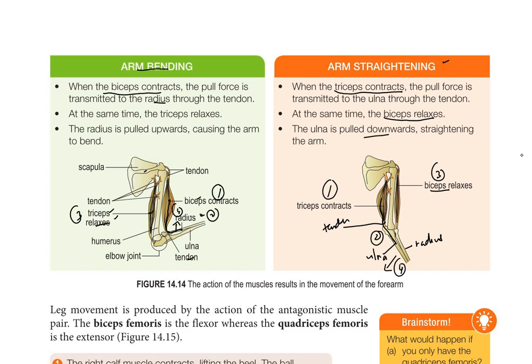So for arm bending, you must remember which contracts? The biceps contracts. Okay, in the arm straightening, the triceps contracts. Okay, of course, when one muscle contracts, another one will relax. And then you must remember also the bones that are involved. So for arm bending, radius. Then for the arm straightening, ulna. Okay, so that's for the movement of the forearm. Okay, later I will continue with the leg movement.